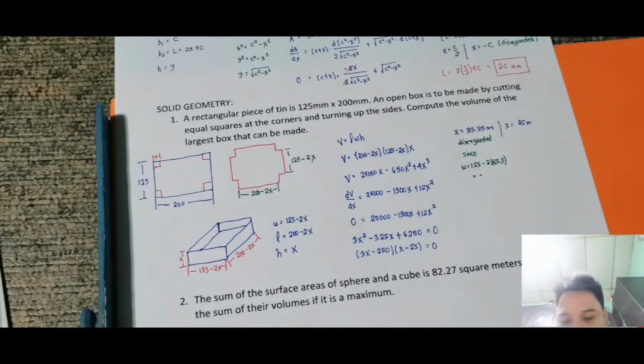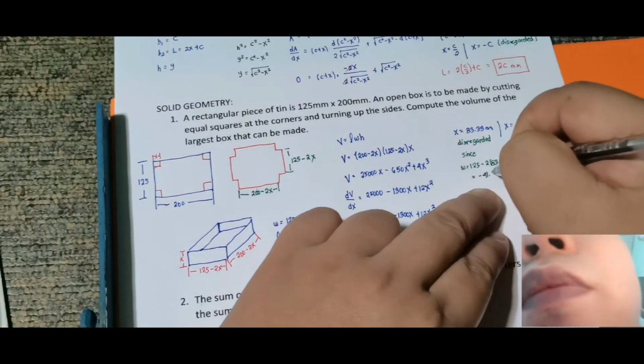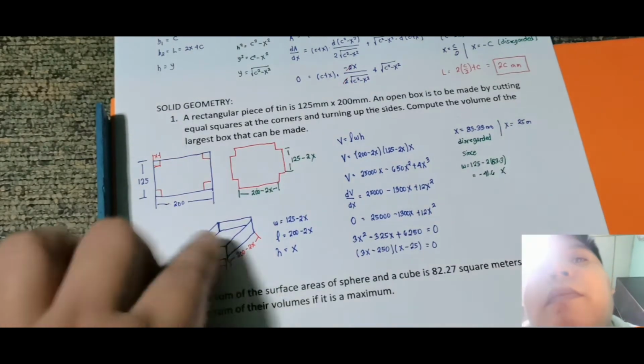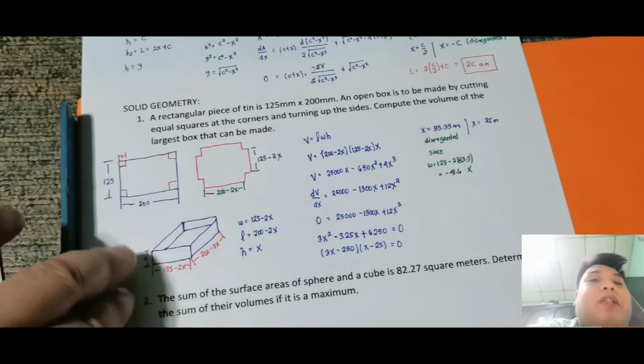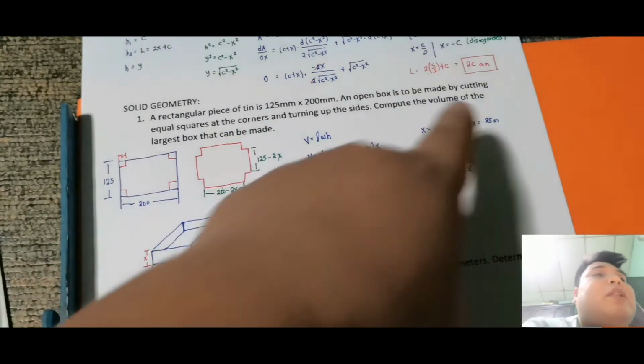I'll compute it so you can see. 125 minus 83.3 times 2, that is negative 41.6. So meaning it can't be used, because we don't have a negative value. You can't imagine a width that is negative. Okay, so meaning the one we will use is 25.